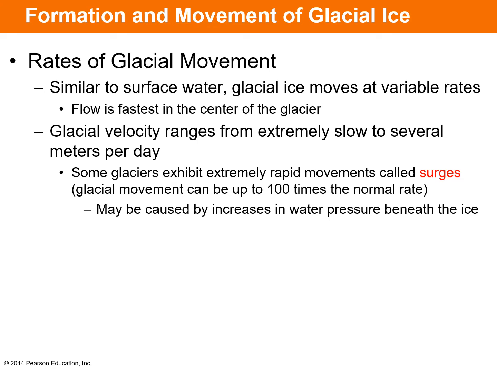These surges are often caused by increases in water pressure beneath the ice that cause a massive basal slip, for example. So maybe a bunch of water that has melted from the glacier is getting trapped beneath the glacier, and that builds up immense pressure that causes a very large basal slip.